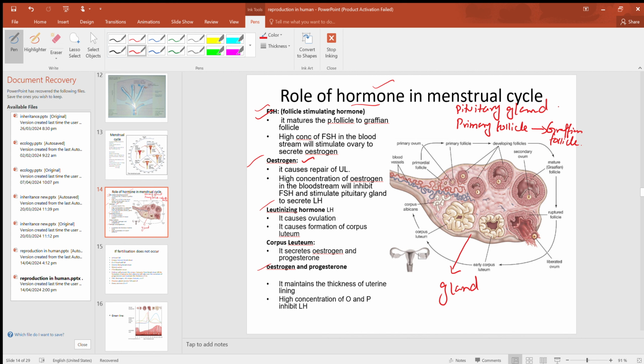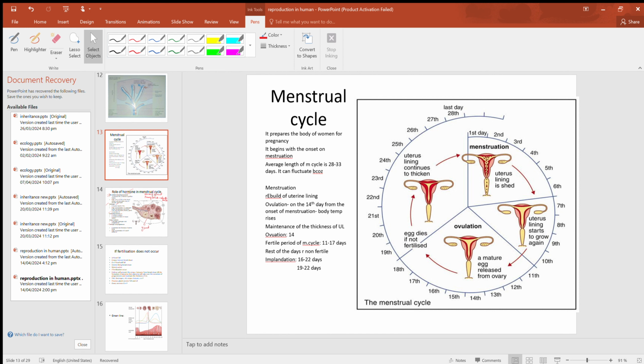We know that there are certain events which happen in the uterus as well during the menstrual cycle. What are those events? Continuous shedding and repair of the uterine lining. At first there will be shedding, which is menstruation, and then the repair and maintenance of the uterine lining will happen. So how does it happen? It happens because of the estrogen. The role of estrogen is to repair the uterine lining.